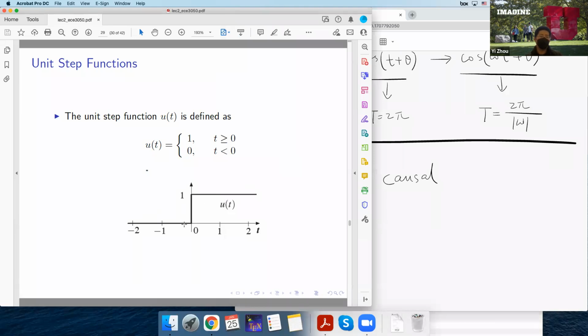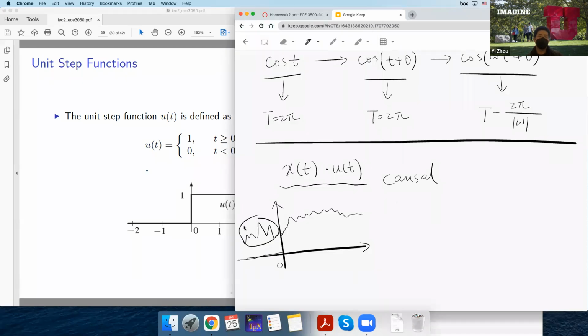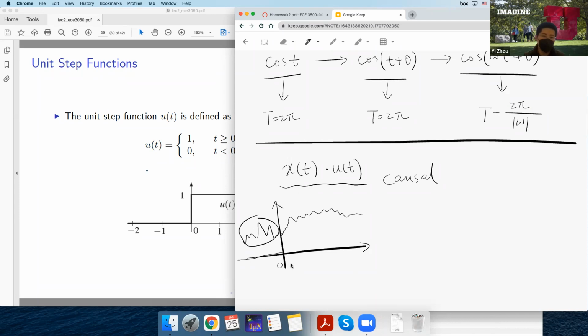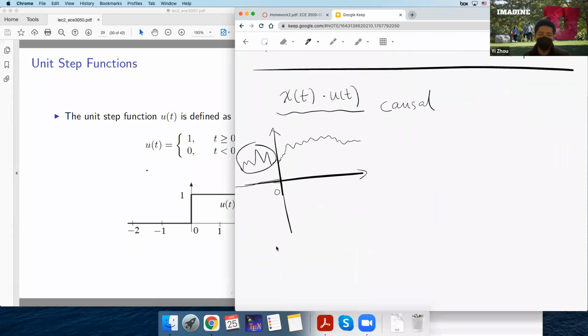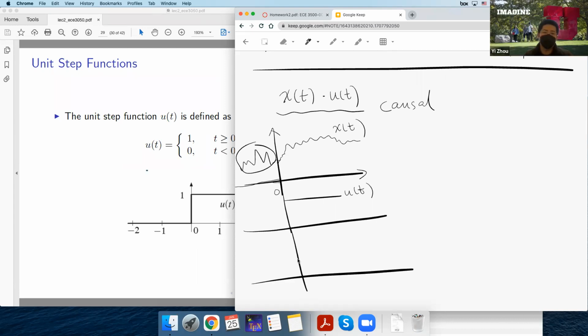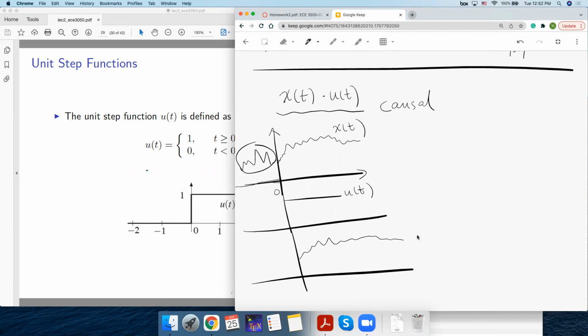And you can see in the negative part, u(t) is always 0. So therefore, this 0 signal multiplied by this negative part will always give us a 0 signal. So it will zero out the negative part of this x(t). So after multiplication, we only end up with, you can draw this figure here. So after multiplication, we only preserve the positive part.